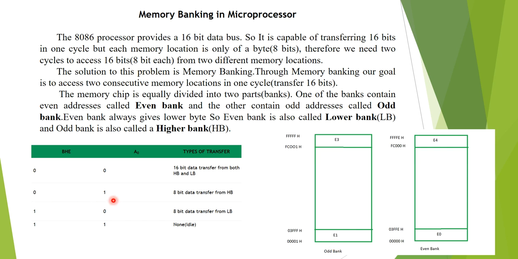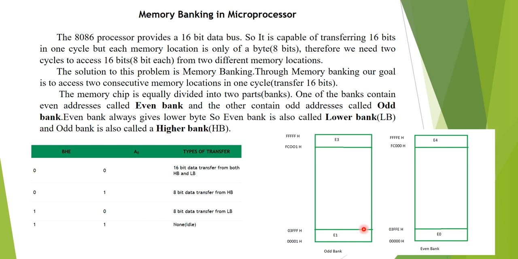Then if it is 0 1, that means we read the data from the higher bank, and the higher bank means the odd bank. So the even bank is known as the lower bank and the odd bank is known as the higher bank. If it is 0 1, that means the odd bank, the higher bank, is enabled, so we read the data from it. If it is 1 0, that means the even bank is enabled.